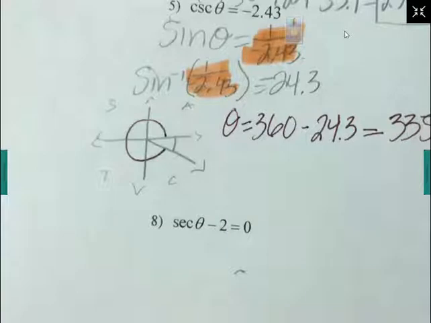What quadrant? And in what quadrant is the sine negative? Why? What did I say last time? What does this T mean?